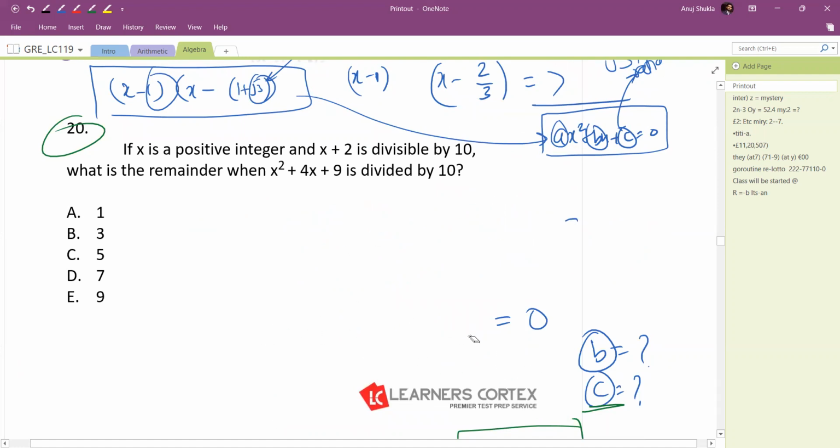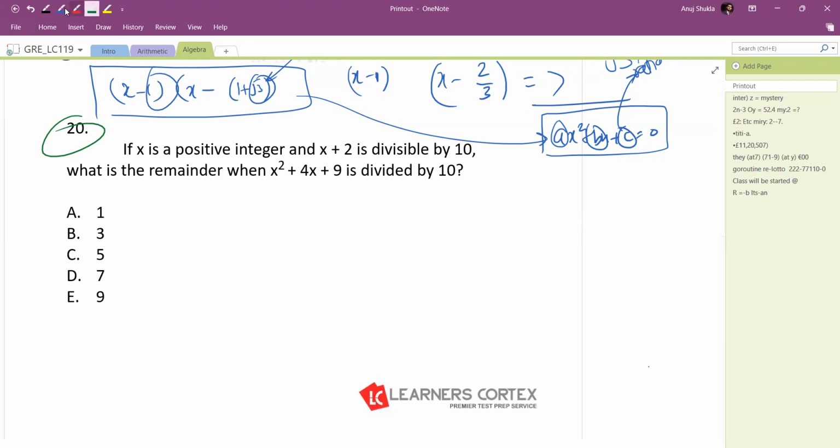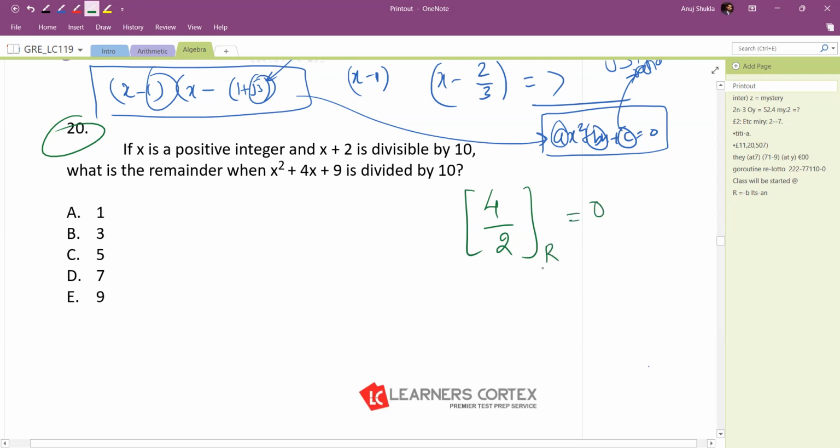Before attempting the 20th question, I'll tell you one little concept that you already know, but you should know it before solving this question. If 4 is divisible by 2, yes or no? What will be the remainder if 4 is divided by 2? 0. So if 4 is divisible by 2, then 4 square or 4 cube or 4 raised to any power will be divisible by 2. Yes or no? Yes, sir. If 4 is divisible by 2, then anything raised to power this one is always divisible by 2. Okay. Now solve this question.